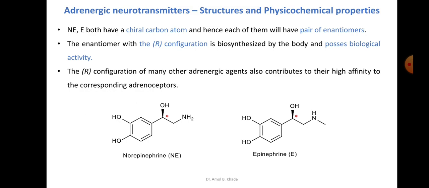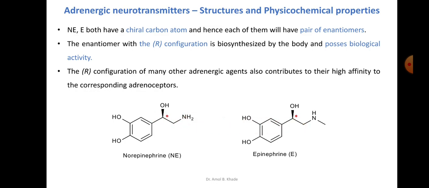Norepinephrine and epinephrine both have chiral carbon atoms. If you look at the structure carefully, this beta carbon in norepinephrine as well as in epinephrine has a chiral center, a stereo center, because this carbon is attached to four different groups: a hydroxyl group, an amino chain, a catechol nucleus, and one hydrogen, which is not shown here but is present because of the valency of the carbon. So both have one stereo center.